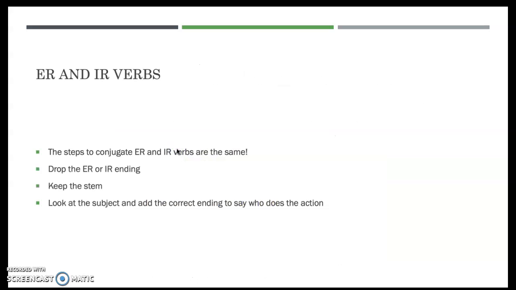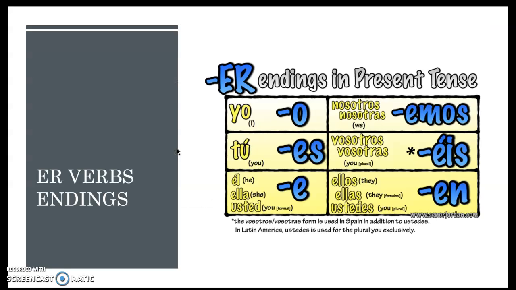For ER and IR verbs, the steps to conjugate are exactly the same. You drop the ER or IR ending, keep the stem, and look at the subject and add the correct ending to say who does the action. Here are the endings for ER verbs: yo, o; tú, es; él, ella, usted, e; nosotros, nosotras, emos; vosotros, vosotras, éis; ellos, ellas, ustedes, en.